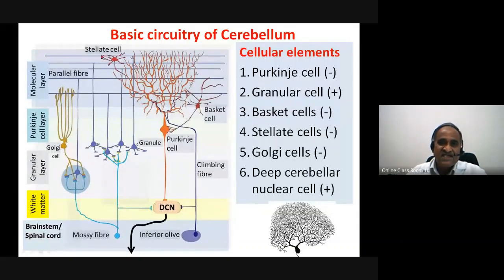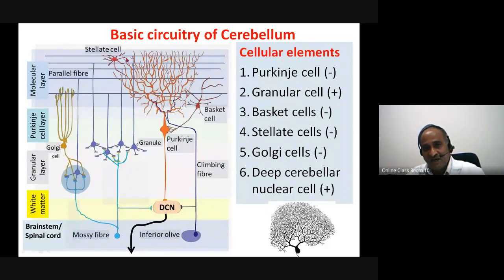Then we have the stellate cell. The stellate cell is the most superficial, or external, cell. These stellate cells also have dendrites that are cut by the parallel fibers, and their axons reach the dendrites of these Purkinje cells.